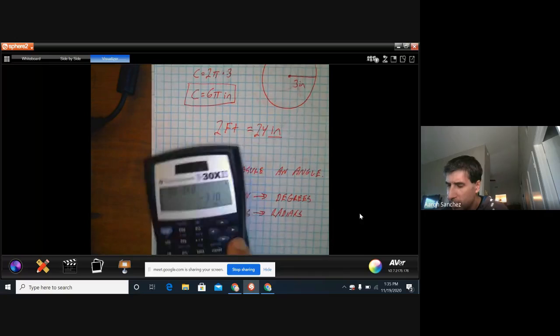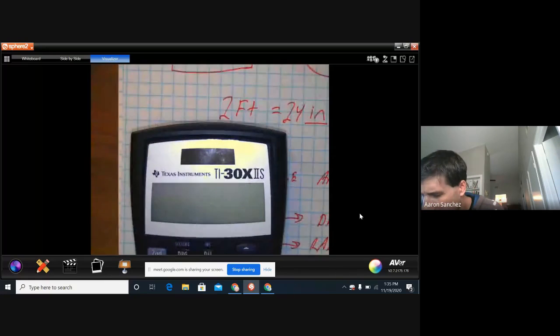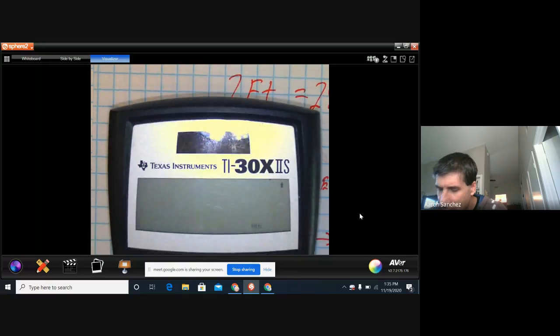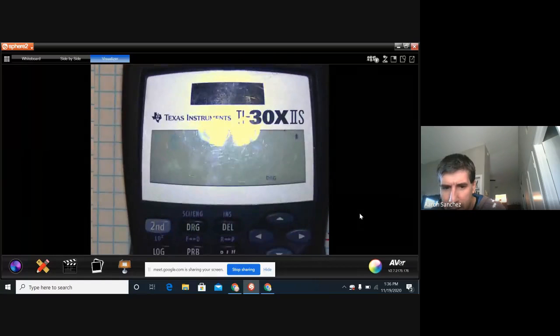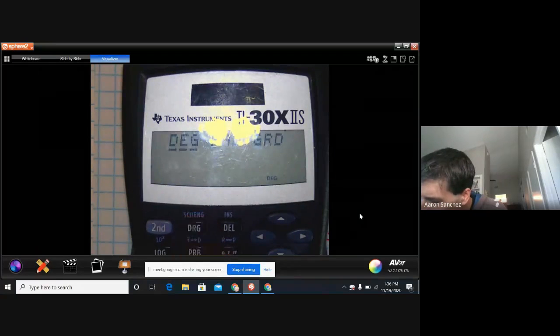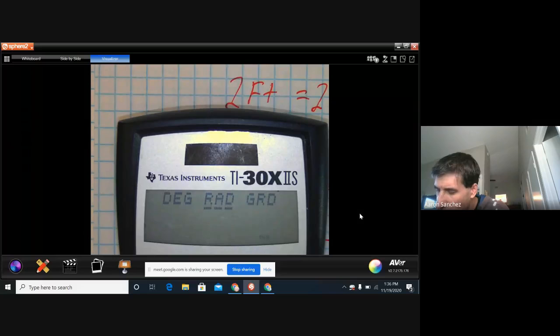If you look at your calculator, let me zoom in real quick. Oh, it just turned off. Now you see here, the little DEG? That means my calculator is calculating everything in degrees. But I have this button here that has DRG on it. If I hit it once, it goes to the R, which is radians. So radians is a measure that we use.